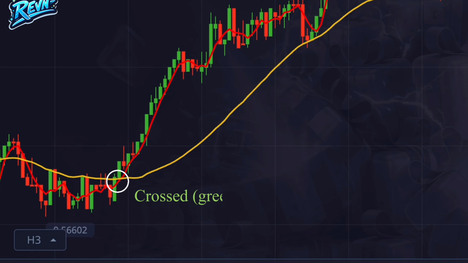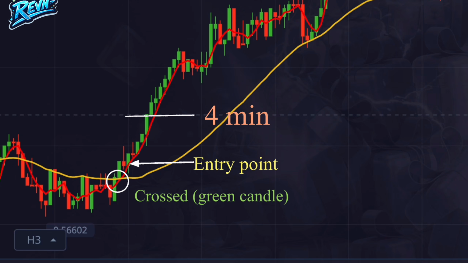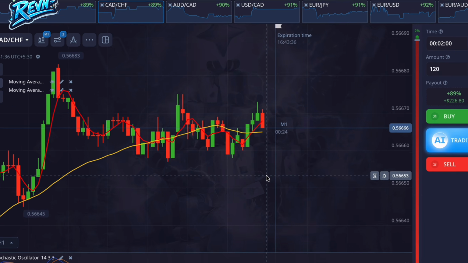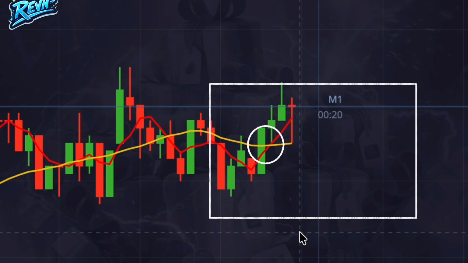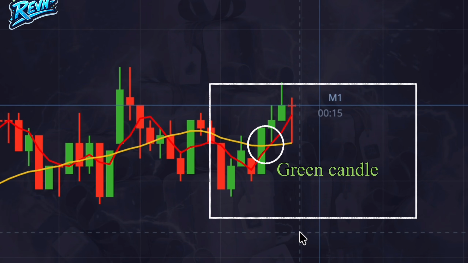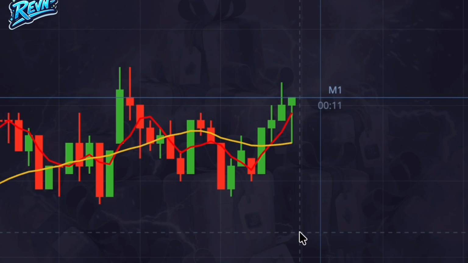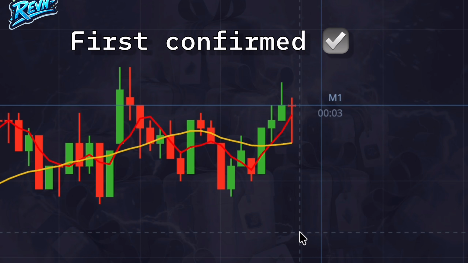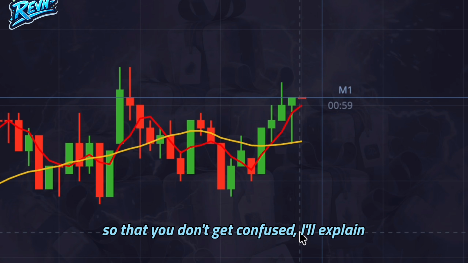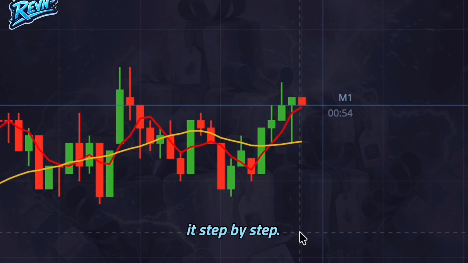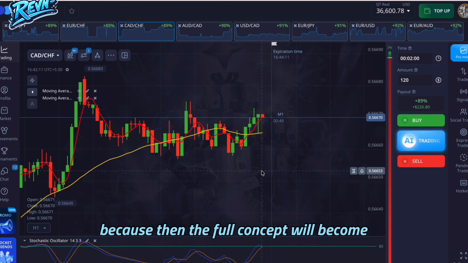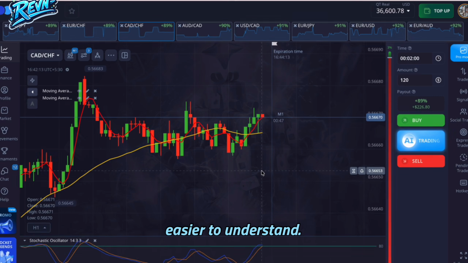Here, both moving averages have crossed properly in a green candle, and because of this, a 4-minute upward setup is made. In the same way, here also, both moving averages crossed around a green candle. Because of this, we can mark a potential 4-minute upward setup. This is the first confirmation. So that you don't get confused, I'll explain it step by step. For that, watch this video carefully until the end, because then the full concept will become easier to understand.